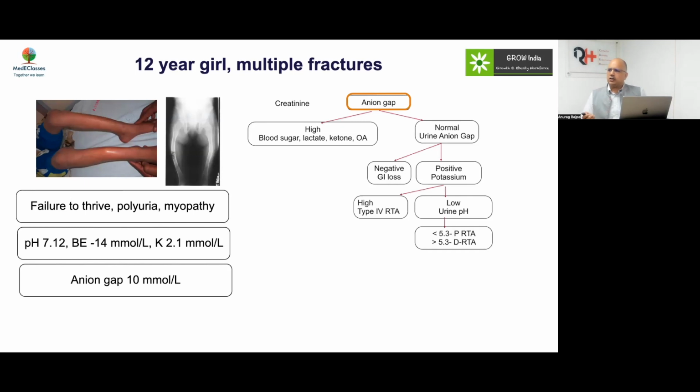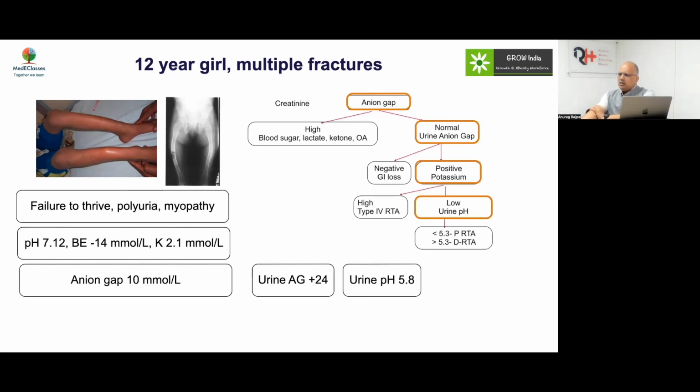Here again, there was a normal anion gap metabolic acidosis and a urinary anion gap was positive, which really excluded a gastrointestinal loss. We'll discuss these subsequently in terms of evaluation. There was hypokalemia and the urinary pH was high. So again, this was suggestive of a distal RTA. However, the workup showed aminoaciduria. And this is often a confusion, that if you have aminoaciduria, you will think that this is more likely to be Fanconi syndrome, a proximal dysfunction.